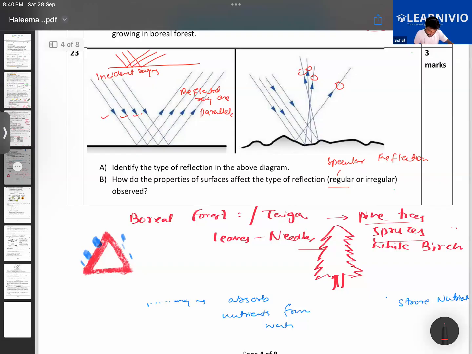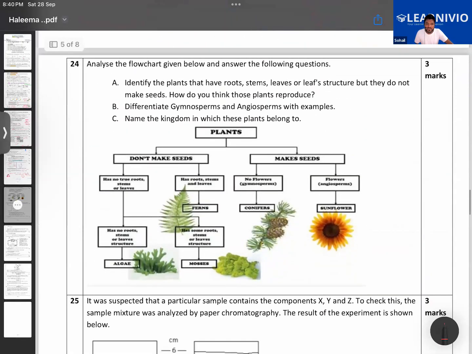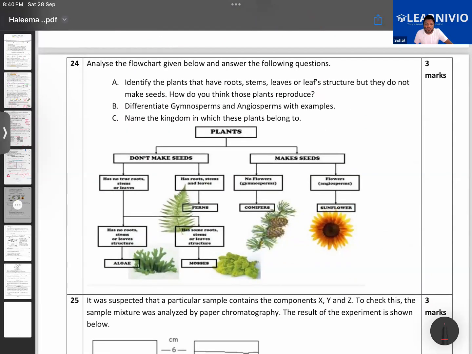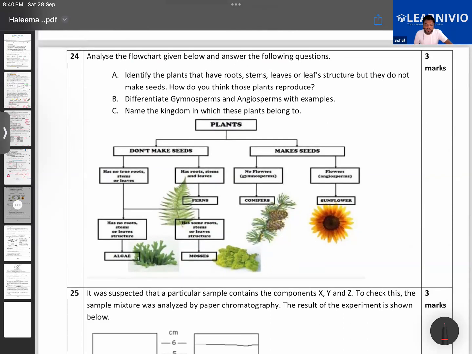Question number 24. Here you have to analyze the given flow chart and answer the following questions. Different boxes are made here and you have to answer them. So identify the plants that have roots, stems, leaves, or leaf structures, but they do not make seeds. And how do you think those plants reproduce? That's the first question.